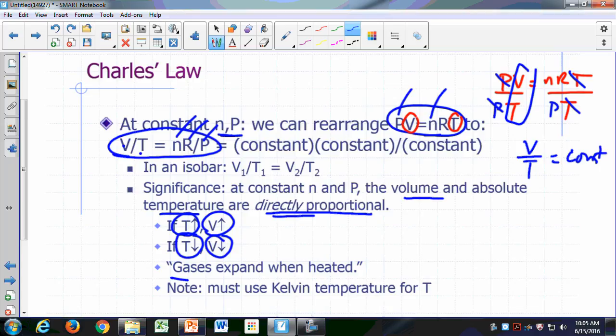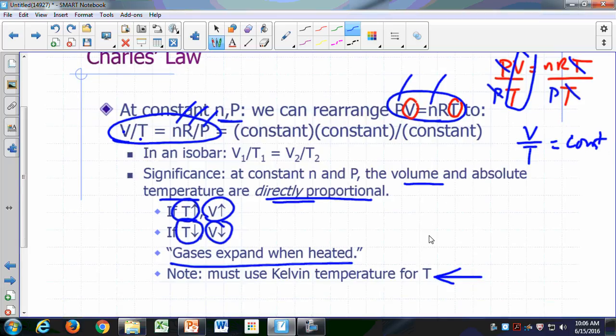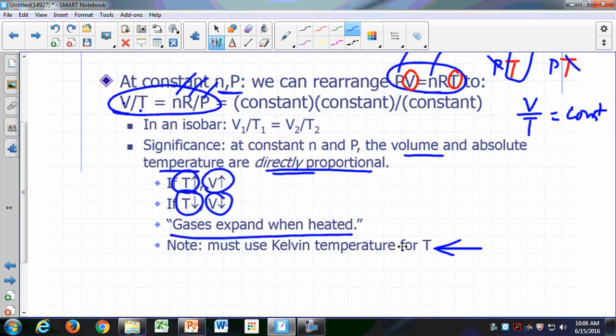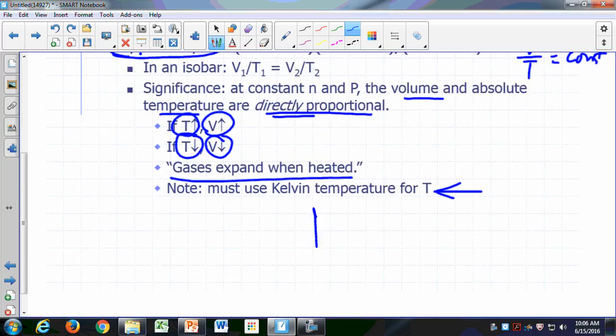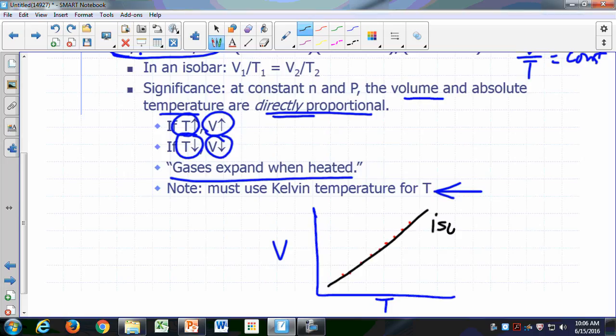Okay, so in layman's terms, basically what we're saying is gases expand when heated. You increase the temperature, you increase the volume. But this is just a more precise way of saying it. And it's very important that you realize that the temperature we have to use for these calculations has to be in Kelvin. Okay, and so a plot of volume versus temperature at constant pressure is called an isobar. If you plot all the data you collected at a given pressure, you get what's called an isobar.